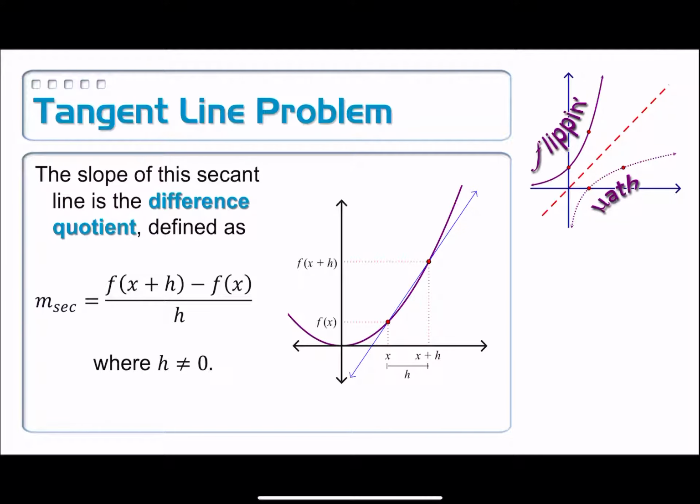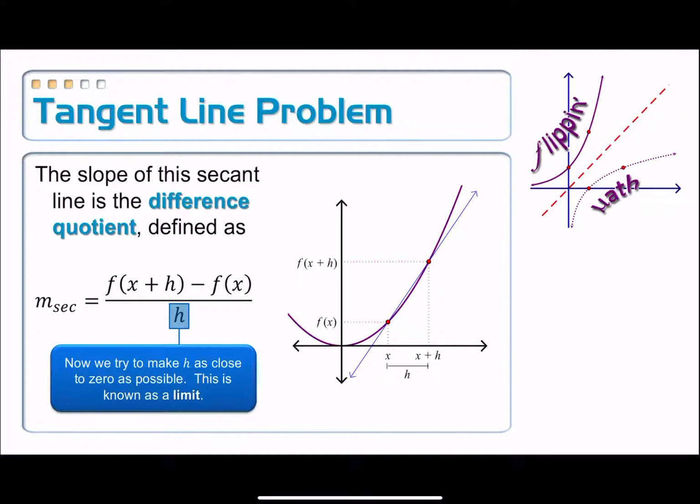All right, but this is a problem, right? This is a secant line. That's not what I wanted. I wanted the slope of a tangent line. So in order to make the tangent line happen, I'm going to decrease the size of that h. I'm going to make it smaller and smaller, as close to 0 as possible, and this is a concept that's called a limit, and it is what the first unit is all about.